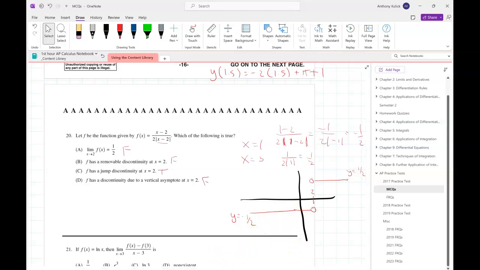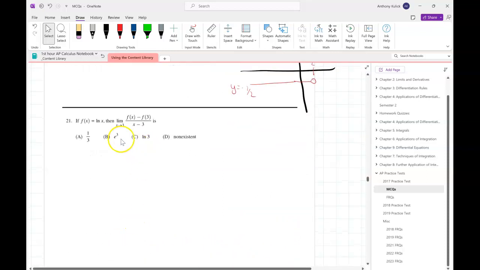Question 21 was another one that almost nobody answered correctly, and that's a shame, because this is an extremely easy question. All of you, I assume, looked at it and said, I don't know how to do this limit. Let me tell you a secret. This isn't a limit question. This is a derivative question.